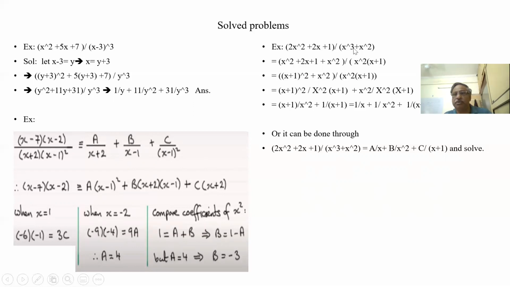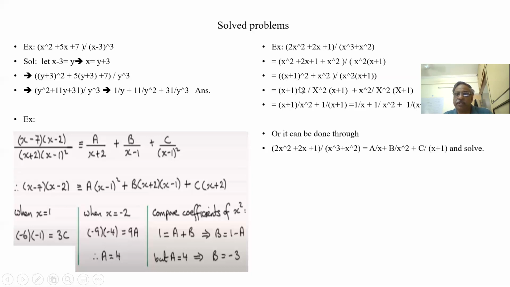Okay, let us see another example. 2x square plus 2x plus 1 by x cubed plus x square. So this x cubed plus x square can be written as x square into x plus 1. So now a by x plus 1 plus b by x plus c by x square. Of course, here also I am making fractions. 2x square plus 2x plus 1 can be written as x plus 1 whole square plus x square. So I am separating here, plus has come in the numerator, so I can put x plus 1 whole square by x square into x plus 1 plus x square by x square into x plus 1. So x square get cancelled.